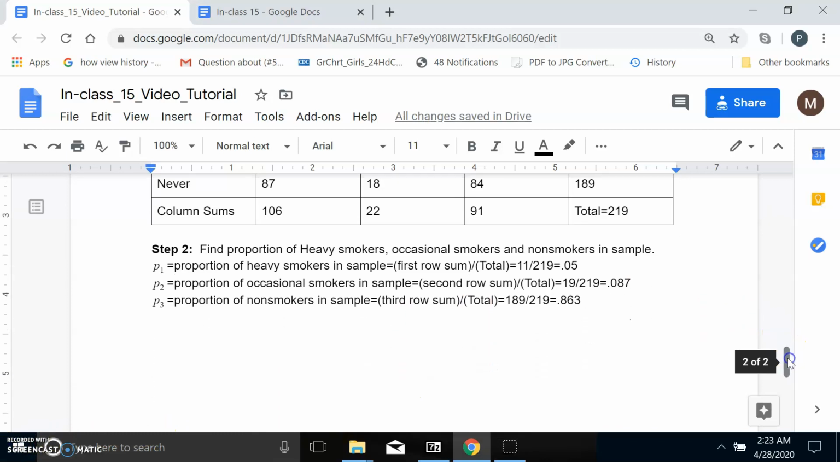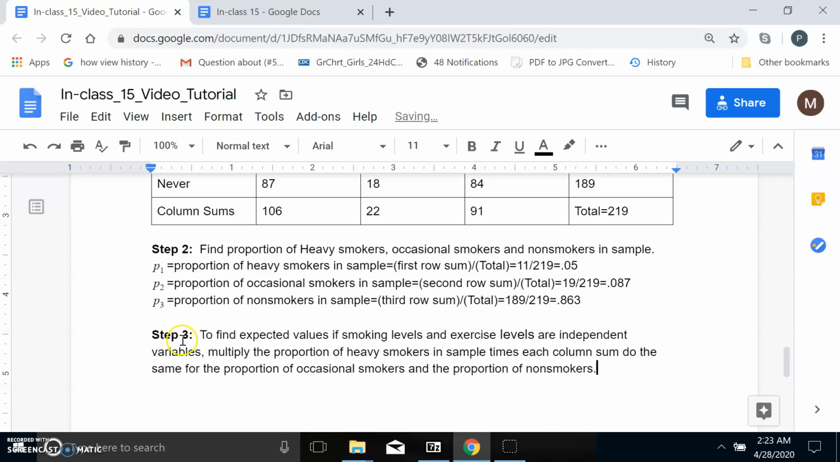Okay, so step 3, let me paste it here. Define expected values of smoking levels and exercise levels if they're independent variables. Multiply the proportion of heavy smokers in the sample times each column sum, the same for occasional and for non-smokers. So let's do that now.